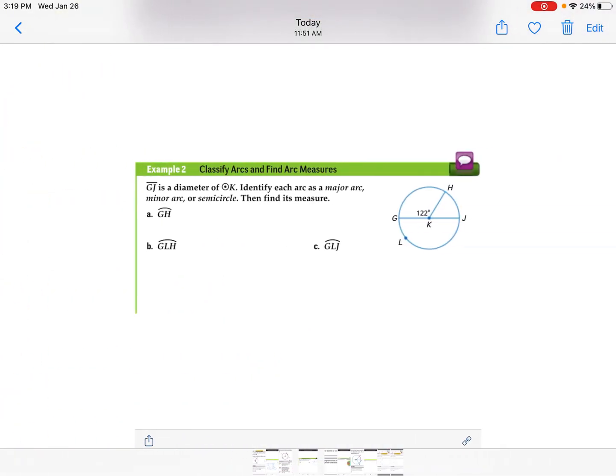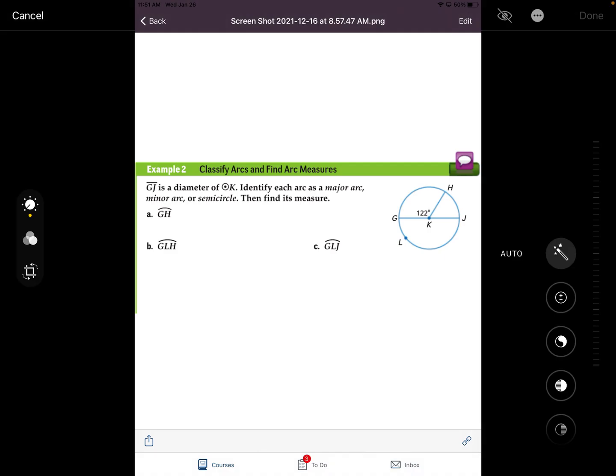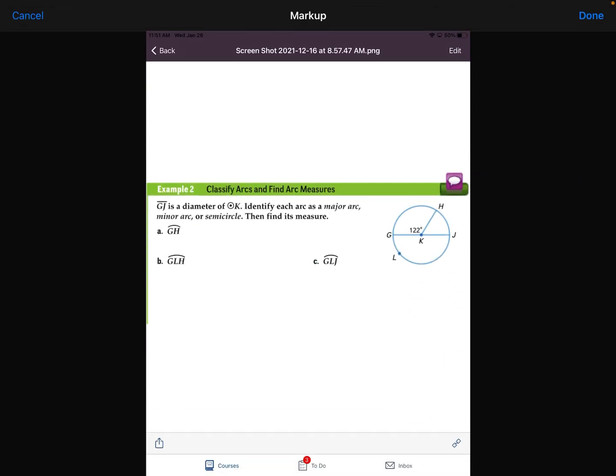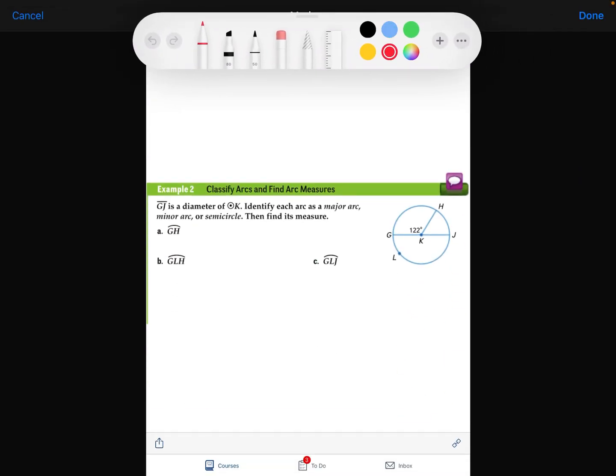Let's look at an example of how to apply this. It tells us that GJ is a diameter of circle K. We want to identify each arc as a major arc, minor arc, or semicircle. So here is our diameter.